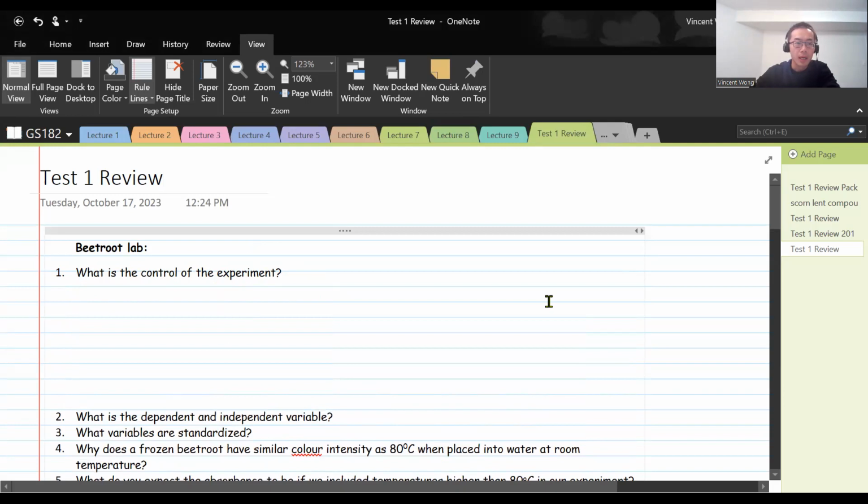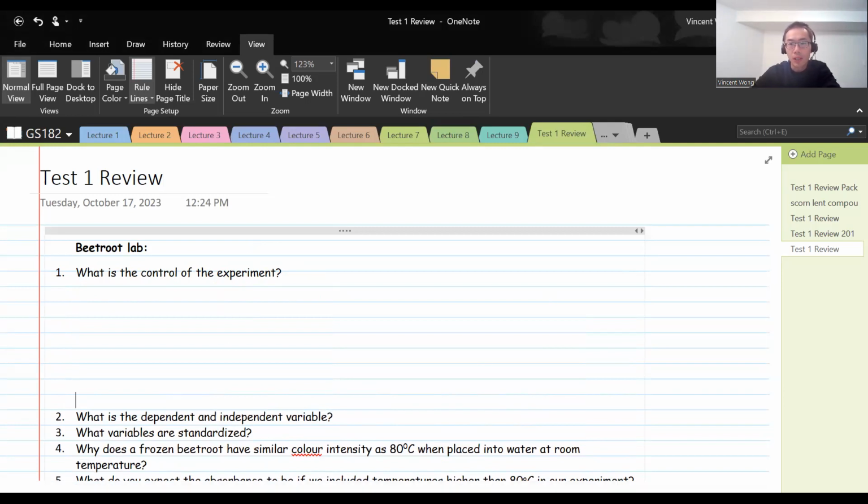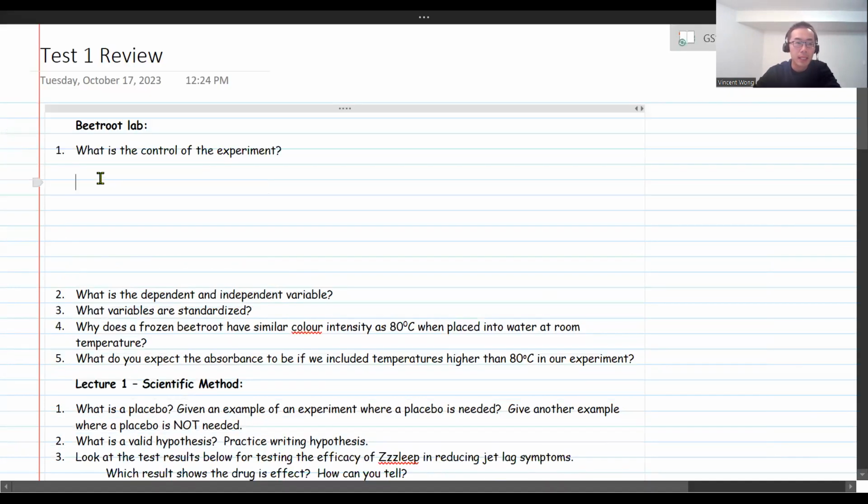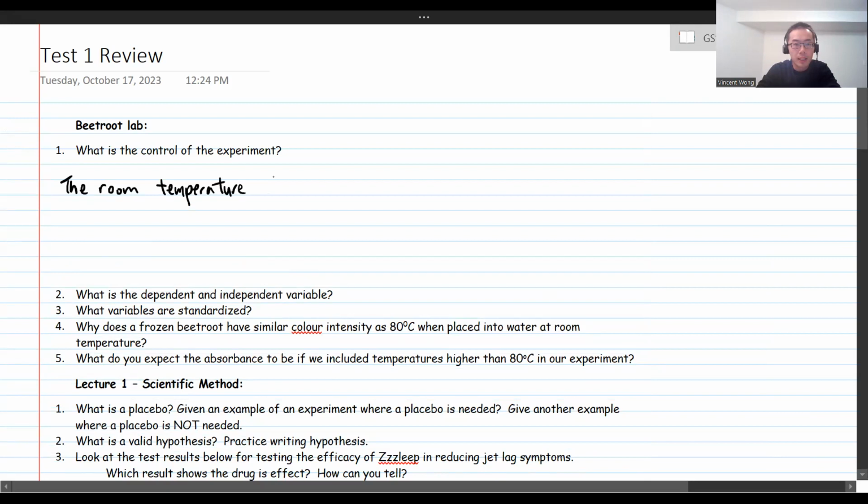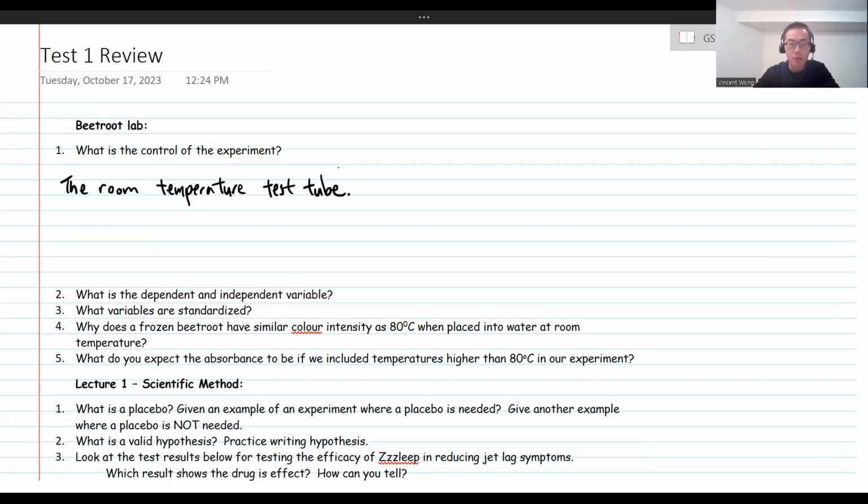First question about the Beetroot Lab. What is the control of the experiment? The control of the experiment is the room temperature test tube. That's the one that has not been modified. You did not heat it up. You did not cool it down. It's just the way it was.